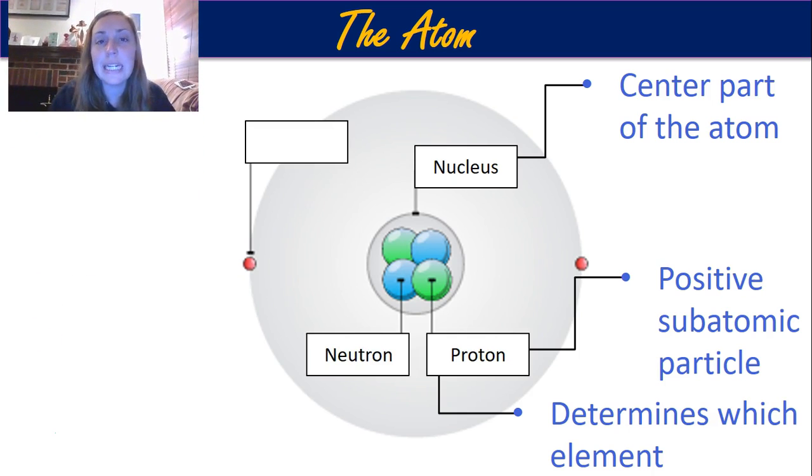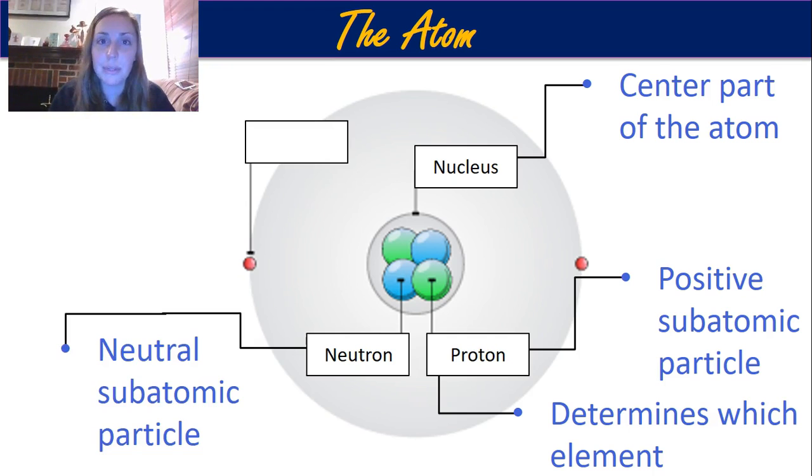The other thing in the nucleus is the neutron. The neutron is a neutral subatomic particle. I love the joke that says all the subatomic particles go to a bar and they get a drink, and the bartender says, the neutron for you, no charge. You'll laugh about it, I'm sure.